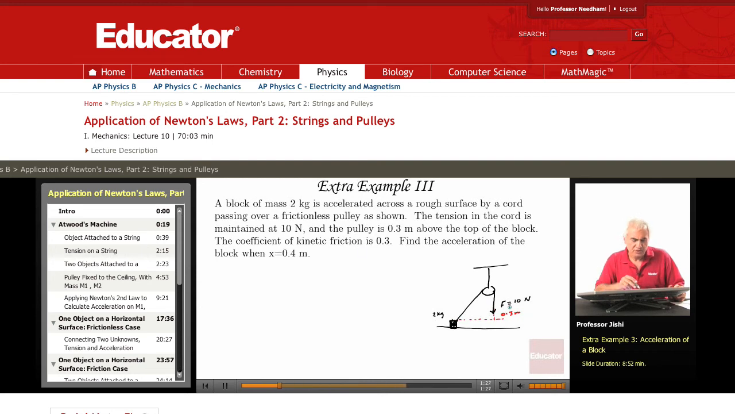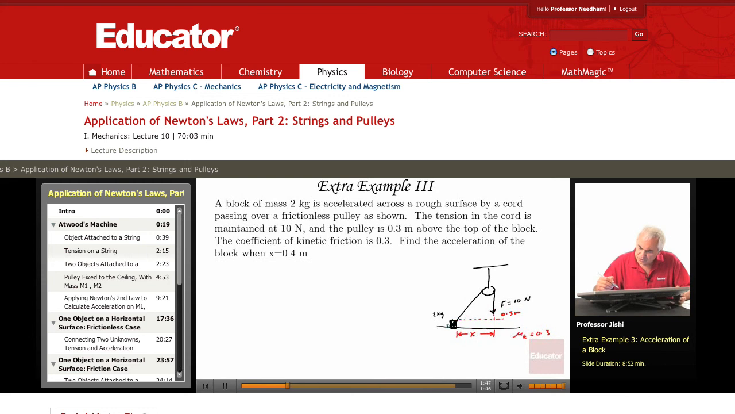The coefficient of kinetic friction, mu k, is 0.3. Find the acceleration of the block when x, which is this, is equal to 0.4 meters.